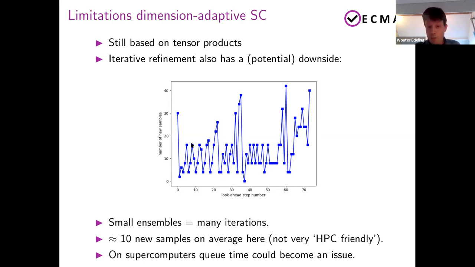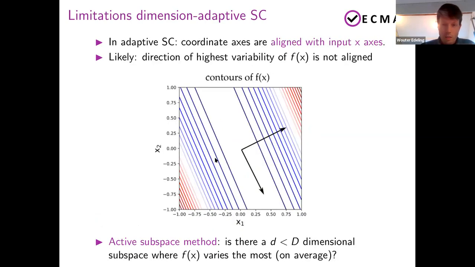Another potential downside is if I have 100 iterations, I might run into queue times. If the machine is very busy, there might be a long queue time, so you would have to wait a bit before every iteration or before every ensemble actually gets submitted. Now, I'm going to talk today about something called active subspaces, which doesn't have this problem.